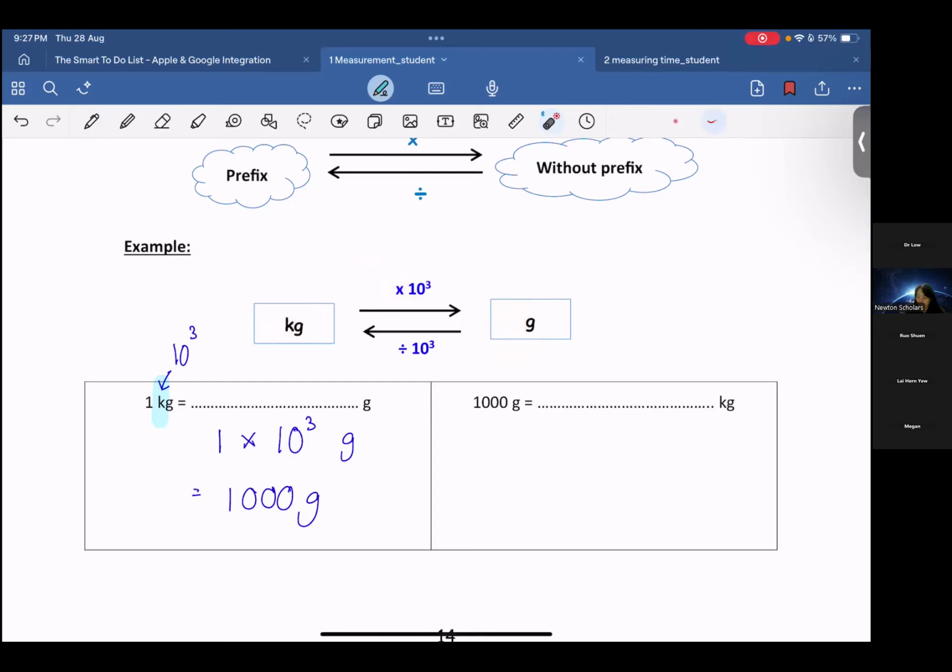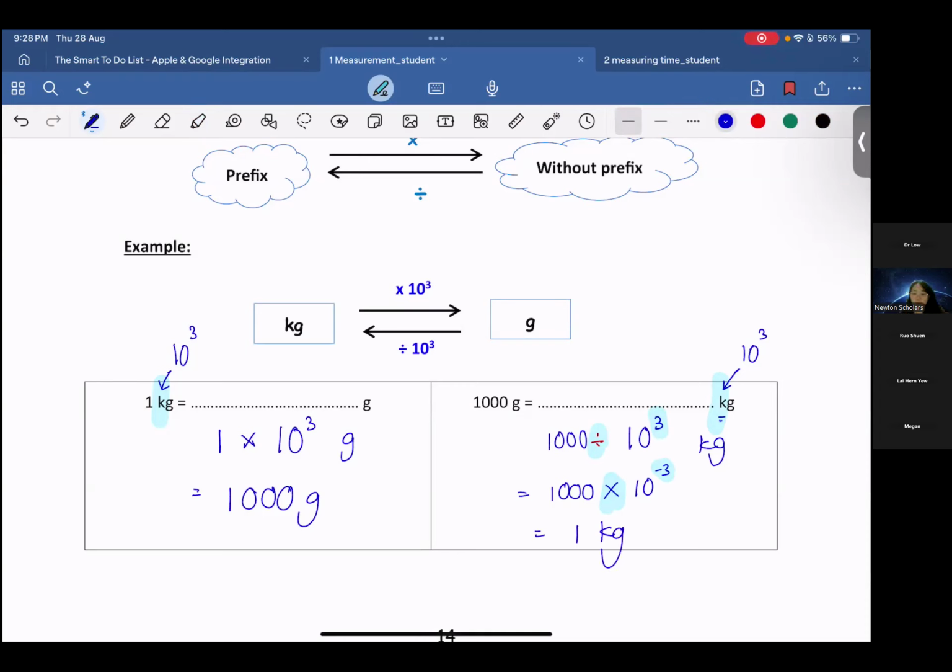How about going from non-prefix to prefix? I want to convert into a prefix. So what should we do? Just now it was times, right now it should be divide. So I write 1000 divide what? K is 10 power of 3. So I divide by 10 power of 3 for kg. My answer here can be 1000 times 10 power of negative 3. If I convert from divide to times, the positive 3 becomes negative 3. So if you press your calculator, you will get 1 kg.